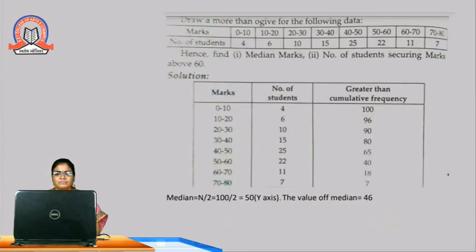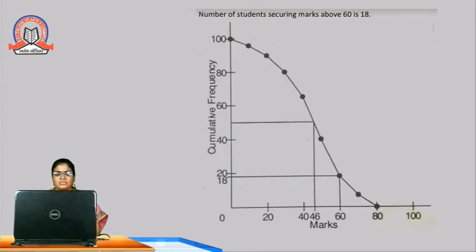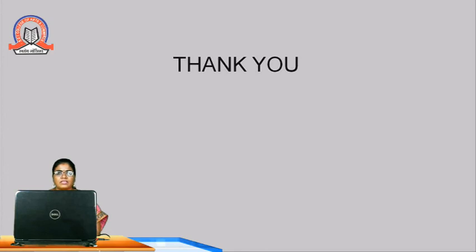Similarly, for the number of students securing marks above 60, marks are given on the x-axis. So from 60 on the x-axis we draw a perpendicular line to the curve and then a horizontal line to the y-axis, and we get the value 18. So the number of students securing marks above 60 is 18. Thank you, students.